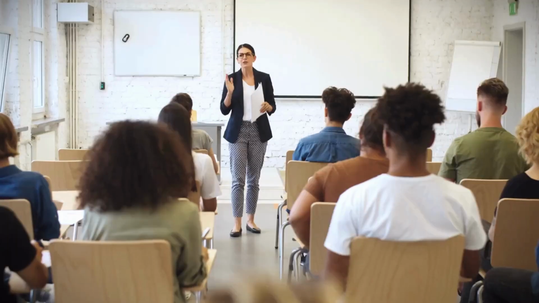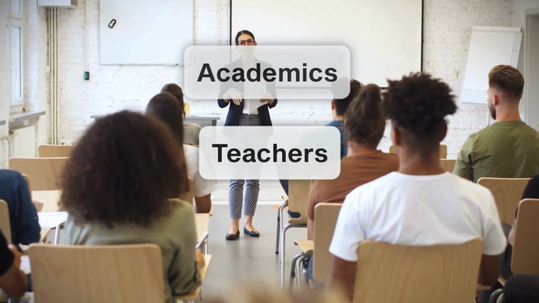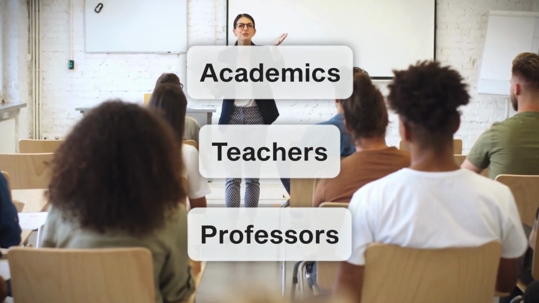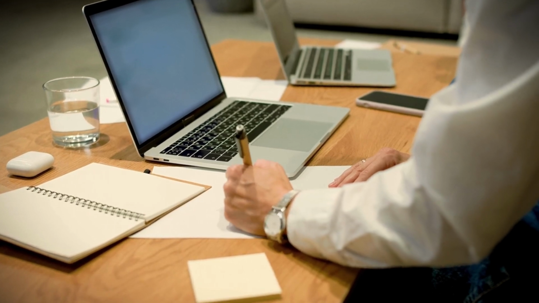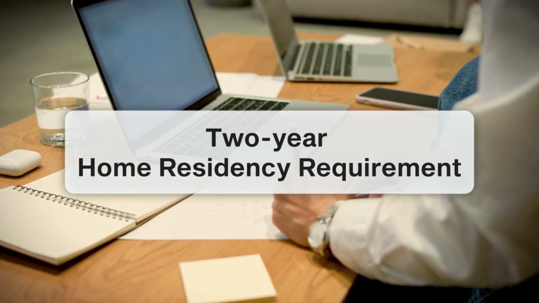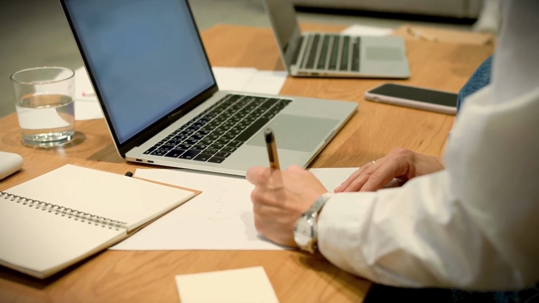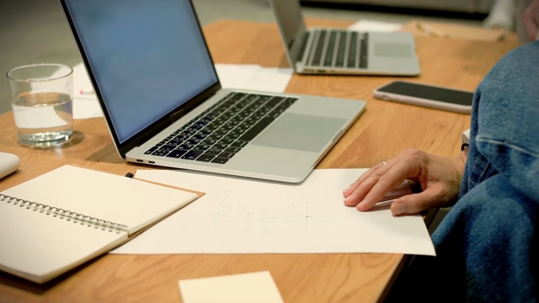The J1 program is a great opportunity for teachers, academics, and professors to engage in educational exchanges in the US, but it does come with that 2-year home residency requirement. And that can affect your ability to change visas or pursue permanent residence without first returning to your home country. Fortunately, there is the cure to the J1 disease, and that is the J1 waiver. So we're going to talk about some of the different options that might be available to you in this situation.